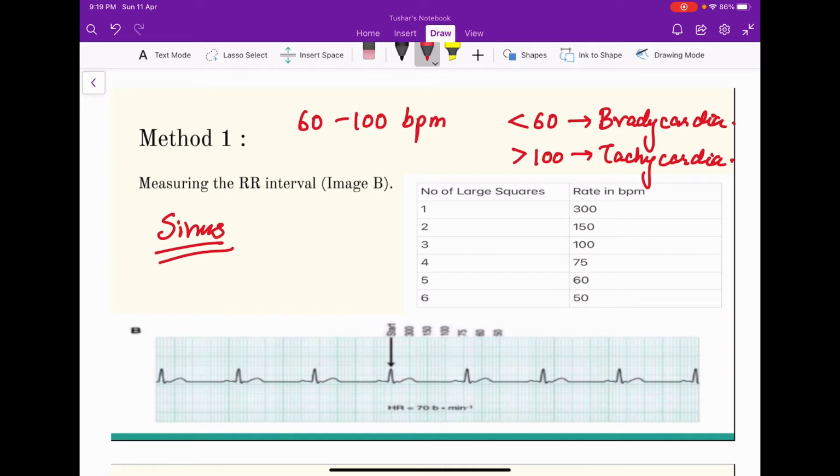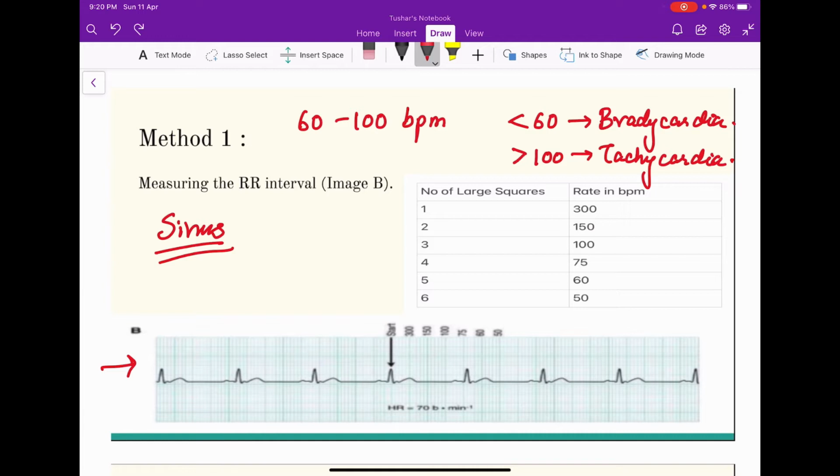When you see this ECG, if you check the interval between two QRS complexes, measuring the large squares, if the interval between two QRS complexes is one large square, that means one QRS complex over here and one over here, if there is one large square between two R waves, the heart rate will be 300.